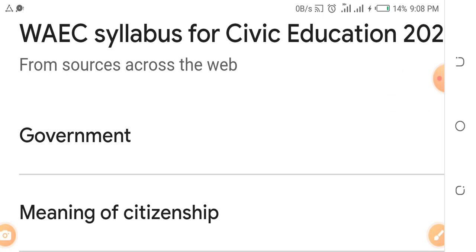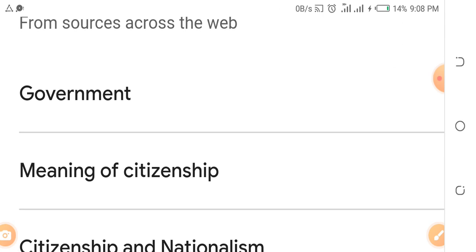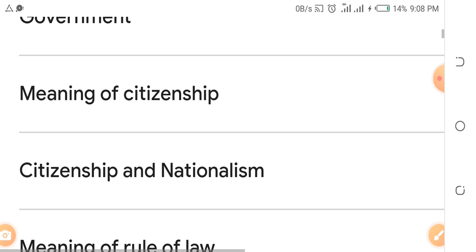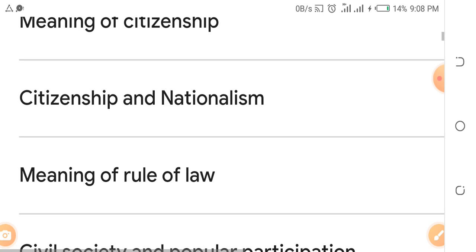Let me give you a rundown, then I will now begin to give you a breakdown of each of the topics. The first topic for you to study is government. Go to your civic education textbook and study everything on the topic government. Then study meaning of citizenship. Then study citizenship and nationalism. These are very important.